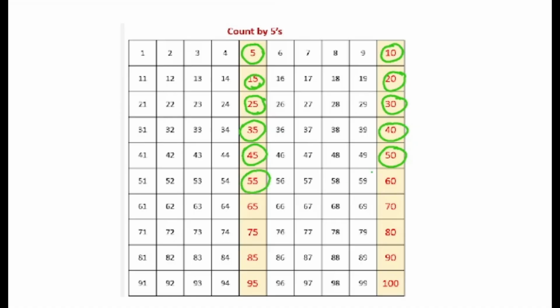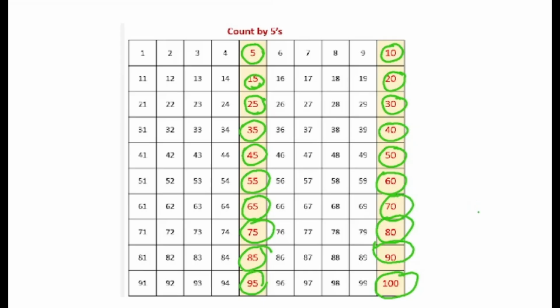55, 60, 65, 70, 75, 80, 85, 90, 95, and 100. And if you keep saying that in your head over and over, you'll be able to remember how to do it without even looking at a number chart like this.